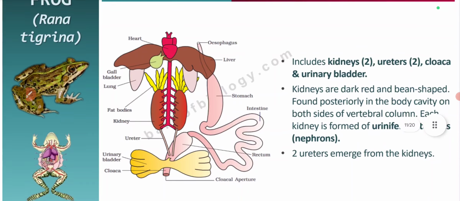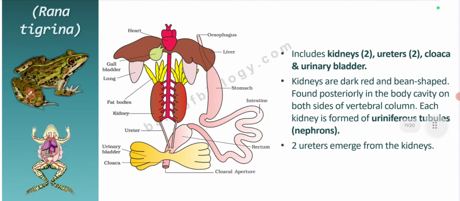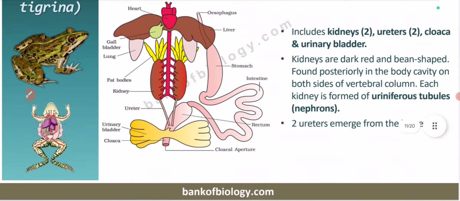Now excretory system. It includes a pair of kidneys, a pair of ureters, cloaca and urinary bladder. Kidneys are dark red, bean-shaped, found posteriorly in the body cavity on both sides of the vertebral column. Each kidney is formed of uriniferous tubules, that is called nephrons. Two ureters emerge from the kidneys, same like human beings.